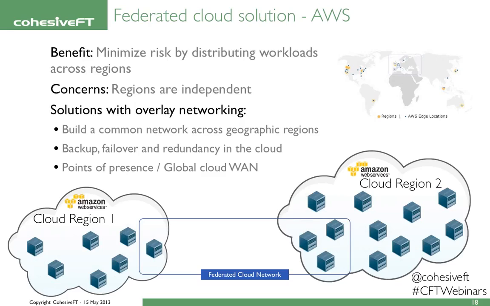So concerns are always that regions are independent, and it's very difficult to group them all as one. Again, you can use an overlay network from VNS Cubed, which can bridge all of the servers in every region into one fat, and fast network.